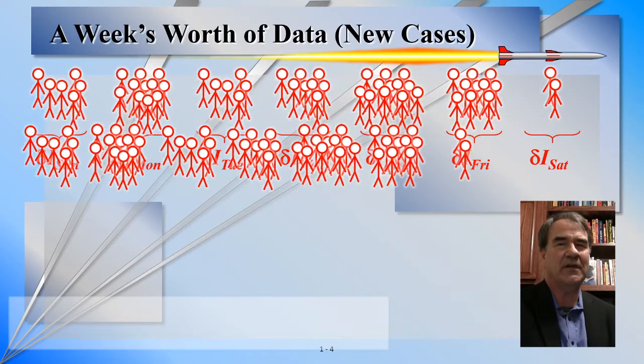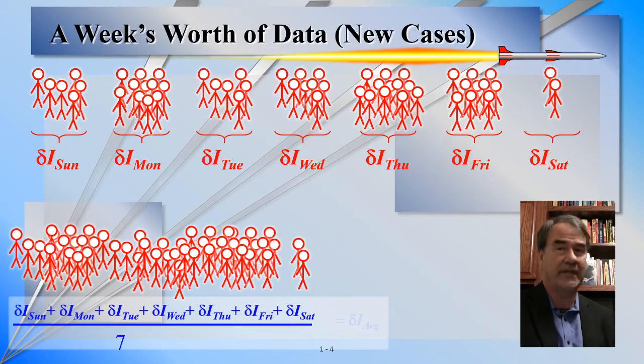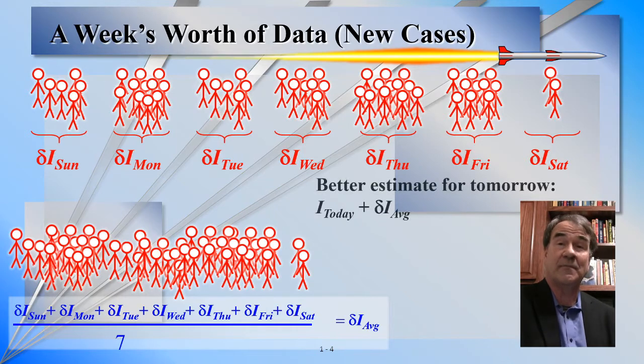So maybe a better way of doing this is, what if we just took the whole week's worth of people and we average it? So we have 7 days worth of people getting the disease. We take that total number and divide by 7 to get a delta I average. And now we would say then tomorrow the number of people that have the disease is the number today plus that average delta I, which is probably better than just taking the previous day.